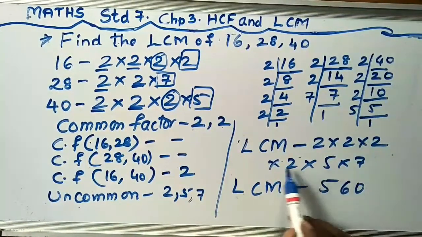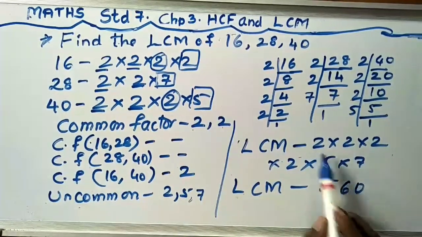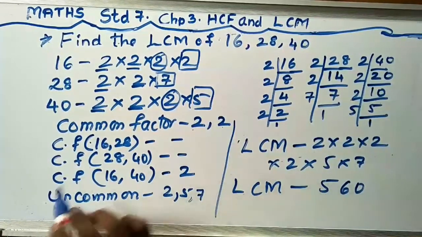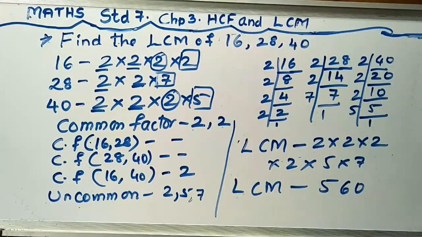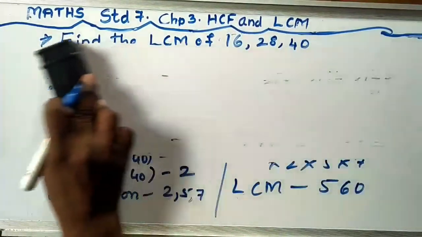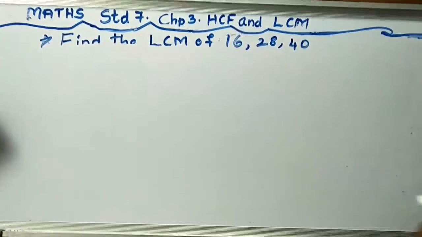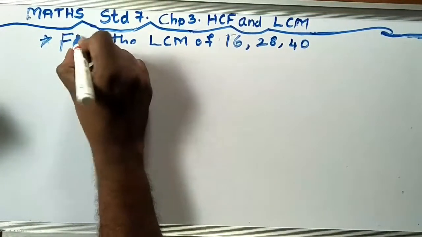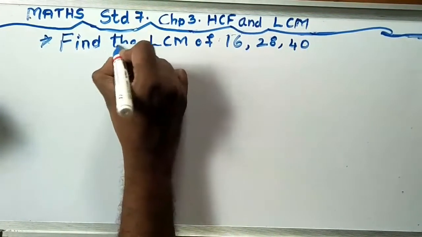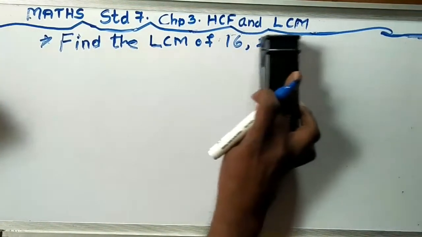7 5s are 35. 35 into 2, 35 to 70. 70 into 2 is 140. 140 into 2 is 280. 280 into 2 is 560. So in this way, we have to find the LCM of 16, 28 and 40. Now let's find the LCM of another three numbers.